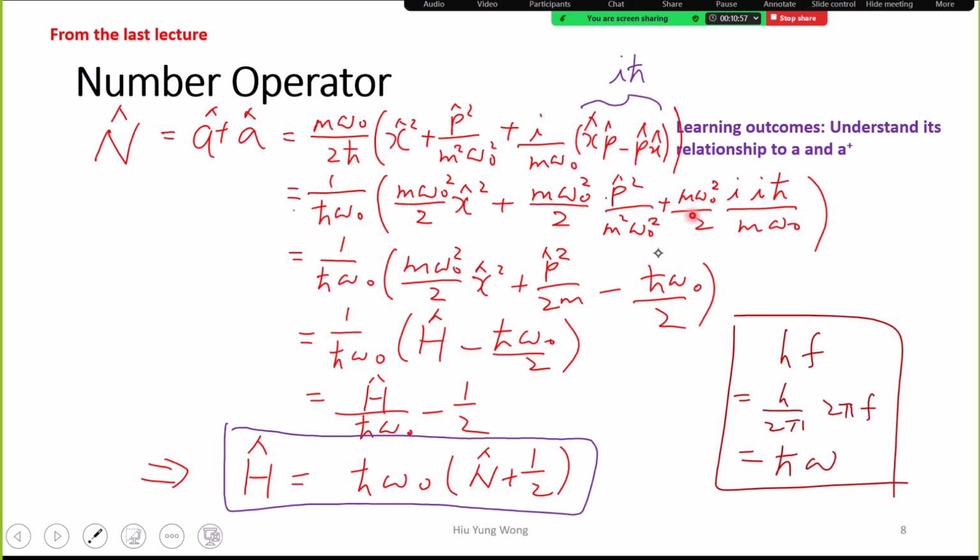They equal to i h bar. You go through this math, eventually you find that this N is related to the Hamiltonian, which is the total energy of the system. You rearrange it, you find that the total energy of the system equals h bar omega naught. And you know that this is just the energy of one photon, right? Any photon has a frequency f, its energy is h times f.